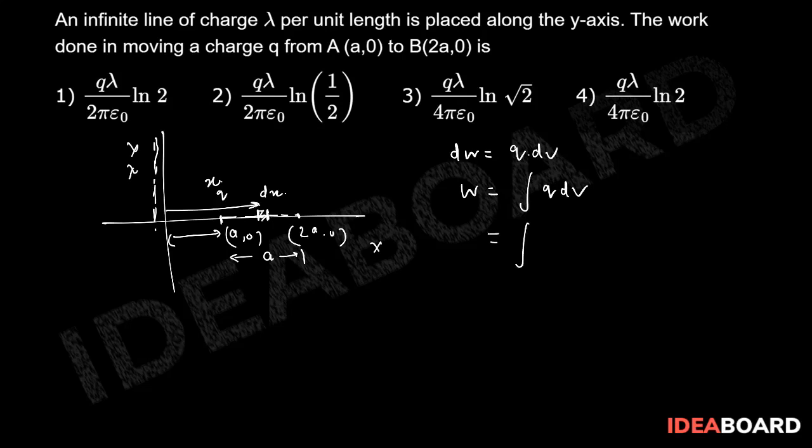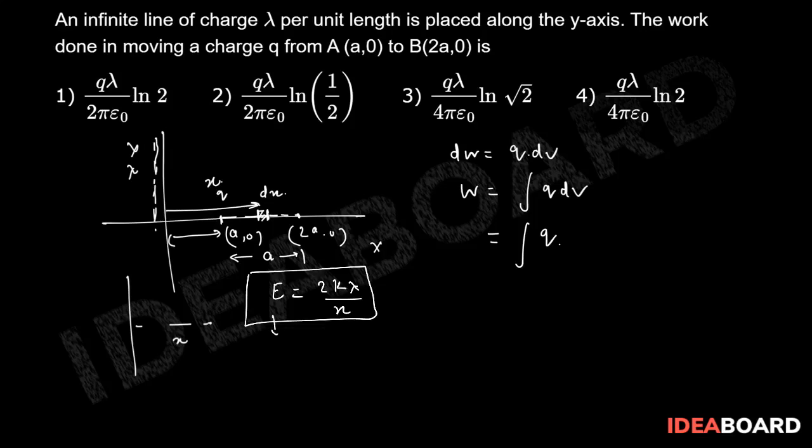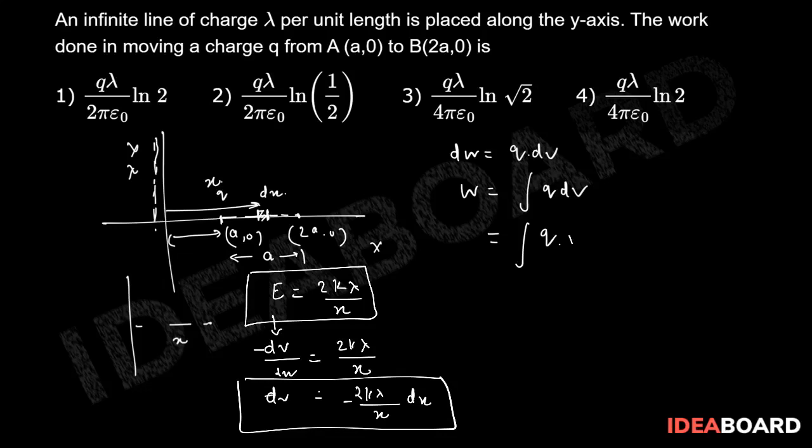Now what is the value of q? Obviously it is q only. What is the value of dV? So dV we need to calculate. We know that because of a lambda charge density, the electric field at any distance, let's say x, will be 2k lambda by x, right? This formula we know. And obviously we know that E is equal to minus dV by dx, so we can write like this. Then we can calculate dV from here. That would be minus 2k lambda by x into dx. So now we can substitute this value here for dV.